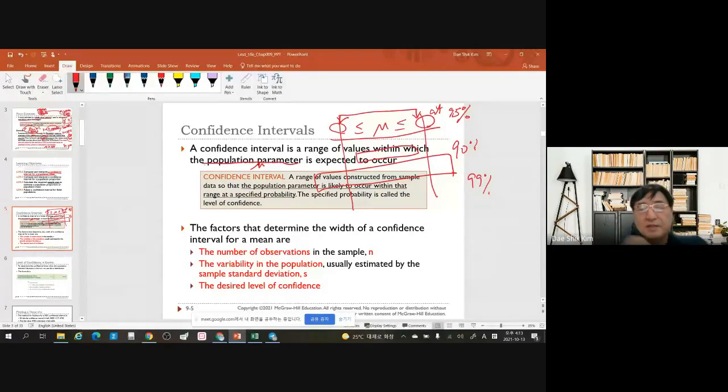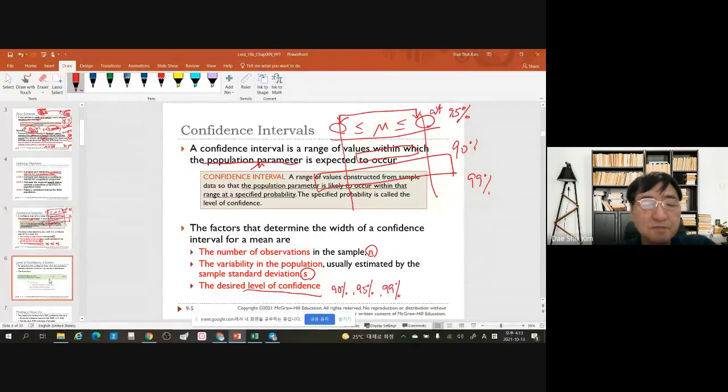Okay, the factors that determine the width of the confidence interval are the sample size n, the sample standard deviation s, and what percentage it is, maybe 90%, 95%, or 99%. These three factors will determine the confidence interval.